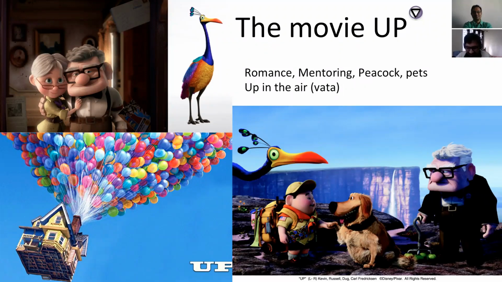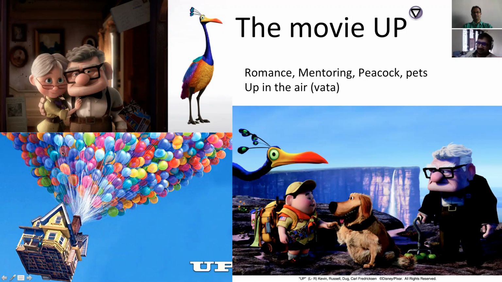The animation movie Up was the movie which was playing on TV when the Moon was transiting through Uttara Phalguni Nakshatra. It's interesting to see how the themes of romance, mentoring, peacock, pets, all these themes were present in the movie. Like the old man decides to take his house to Paradise Falls because he loved his wife a lot and that was his wife's desire, her last wish almost.